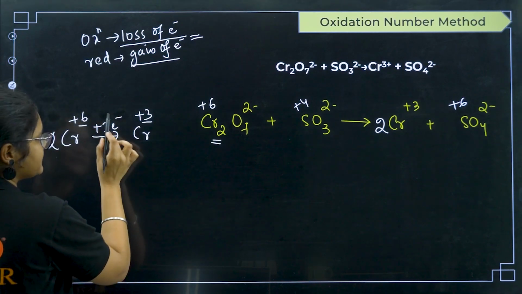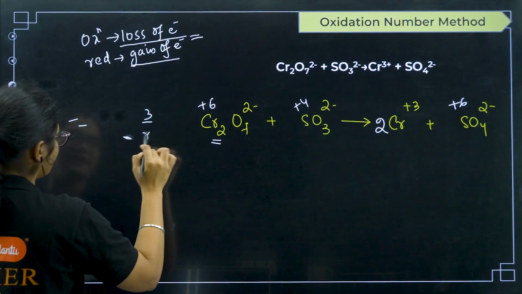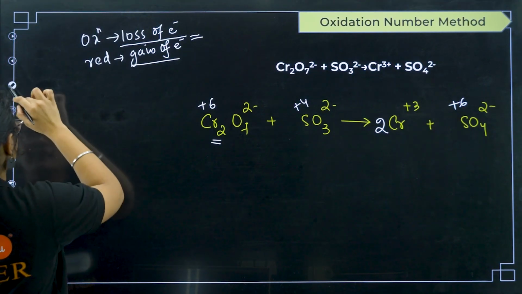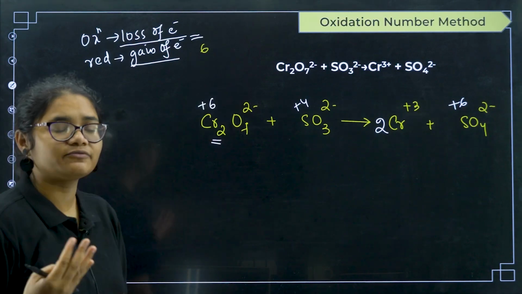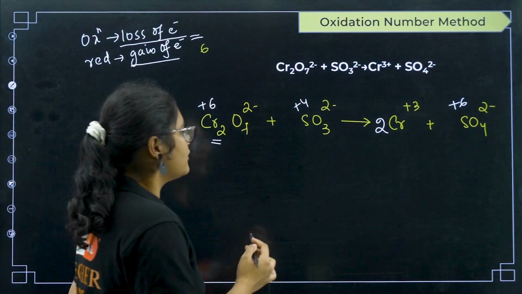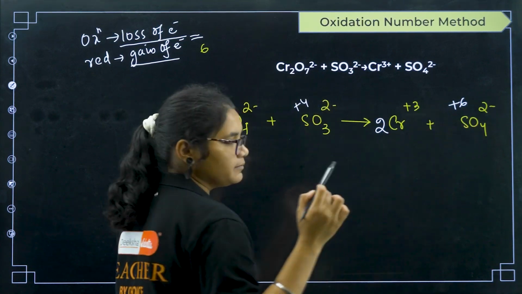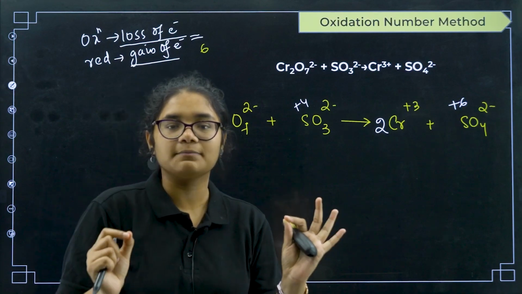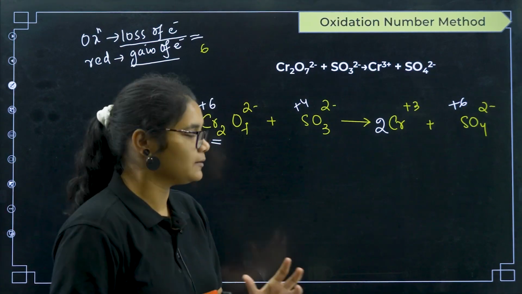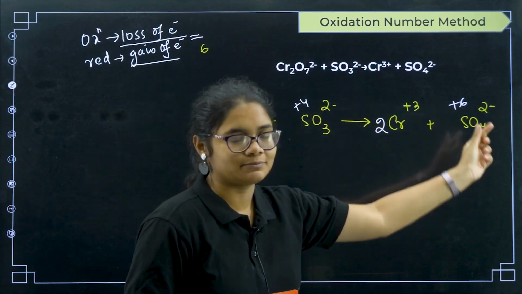So if 1 chromium is gaining 3 electrons, then 2 chromium will gain how many electrons? 6 electrons, right? So I can say that the gain of electrons is 6. That means loss of electrons should also be 6, right? Now let us see what is the loss of electron. +4 to +6, the oxidation number is increasing, that means oxidation has taken place, that means loss of electrons has taken place. So sulfur has lost 2 electrons, going from S+4 to S+6.